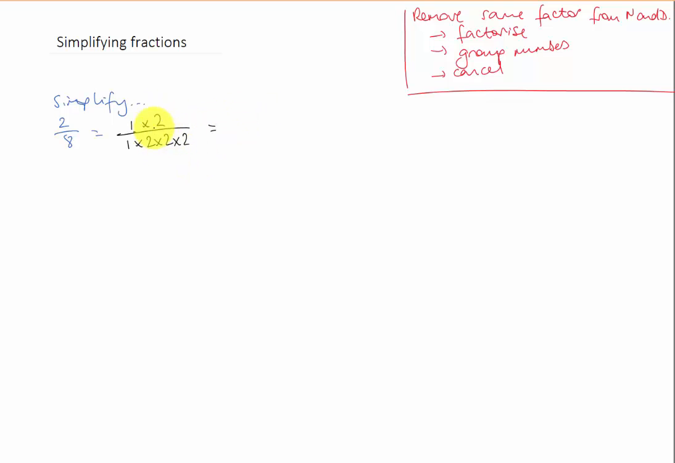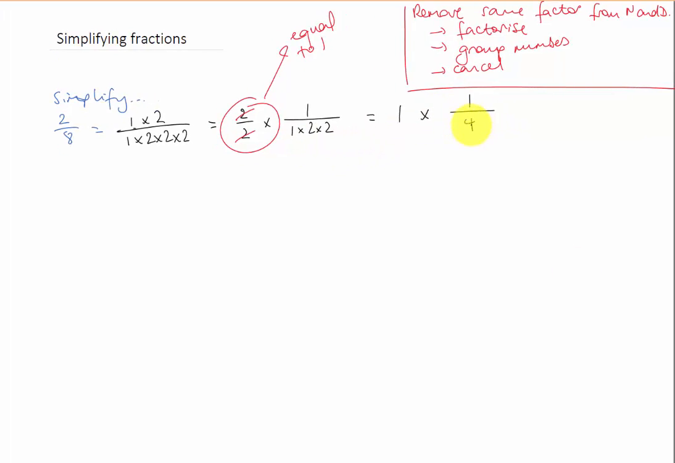So in this case, you can see I have a 2 on the top and a 2 on the bottom. So you could take these out to one side because you can multiply and divide in any order that you like. So you've got 2 over 2 times 1 over 1 times 2 times 2. So again, this is equal to 1. So we can just cancel those out. So this whole thing is equal to 1. So then that's the same as 1 times 1 over 4. So 2/8 is equal to 1 over 4.